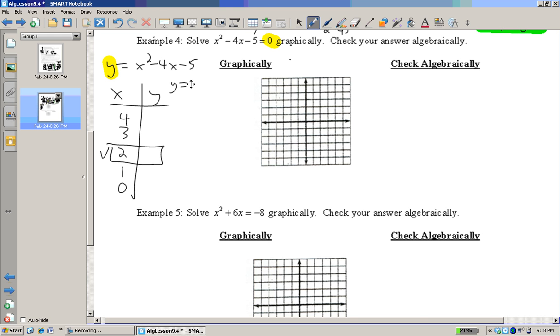Y equals something squared minus 4 times something minus 5. We'll use this space over here for the moment. Y equals x squared minus 4 times x minus 5. Let's plug in 4. See what happens. 4 squared is 16. 4 times 4 is 16. 16 minus 16 is 0. Minus 5 is -5.